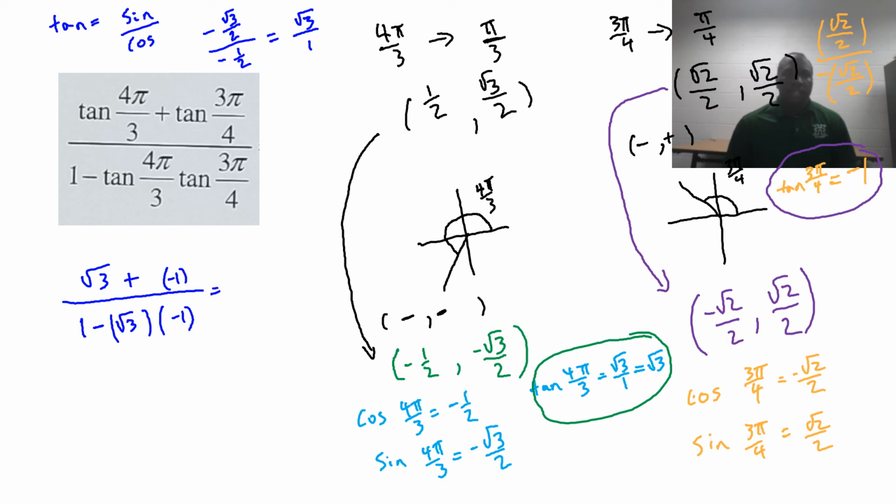So let's just work this out. We can't do anything with the numerator. Let's just leave it as radical 3 minus 1. And when we multiply a negative times a negative, it's a positive. So the denominator is going to look like 1 plus square root of 3. There's not much else we can do with this, so we're going to say that this is our final answer.